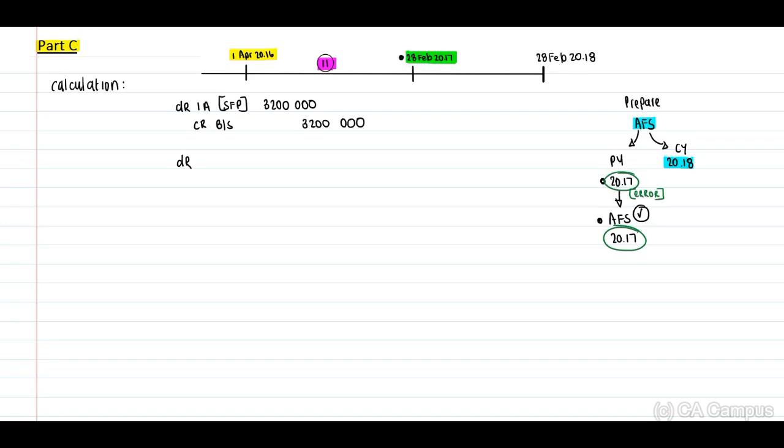Therefore, they have debited amortization in our profit and loss, and credited accumulated amortization in your statement of financial position. We need to calculate the amount. This is the 3.2 million, no abbreviation, guys, I did not indicate to my marker, divided by 10 years times 11 over 12. And this is an amount of 293,333.